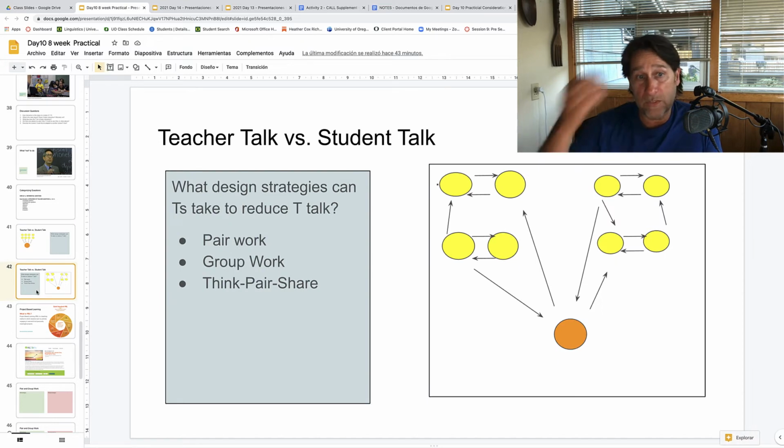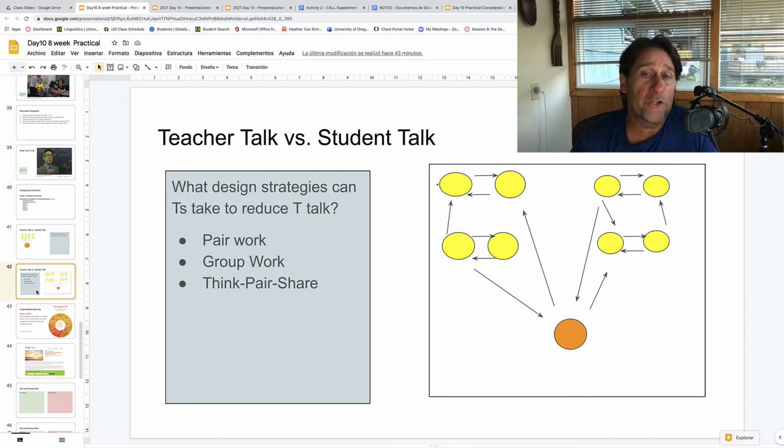Okay, so some of the things that you can do in getting more student talk and less teacher talk is to get the students talking with each other more. So there's some quick ways to do that: pair work, group work, or something called think, pair, share, which kind of summarizes a lot of ways that people use in communicative language teaching, CLT.